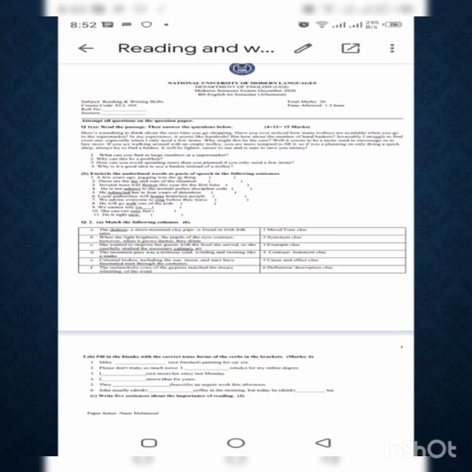Question number 2 part A: match the following columns. Two columns are given, you have to match them on the basis of their relationship, whether it's a synonym relationship or antonym relationship, mood or tone relationship, cause and effect. You have to identify it and then match them. So question number 2 part B is filling the blanks with the correct tense form of verbs. And part C is: write 5 sentences about the importance of reading.